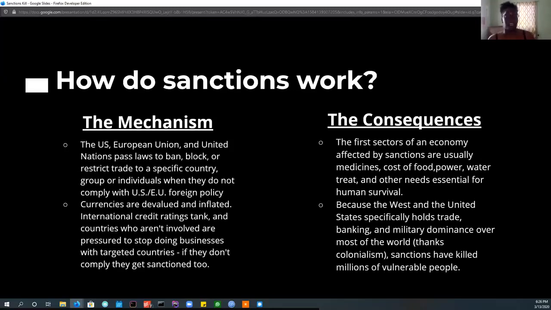And they can also say, if you decide that you want to buy from this country anyway, we're going to sanction you too. They regularly sanction completely unrelated countries in order to further isolate the main targeted country.